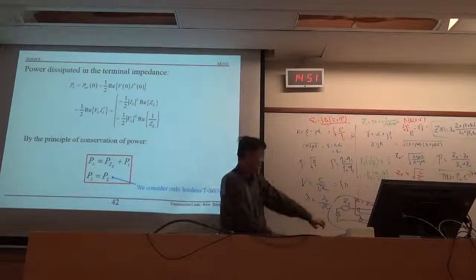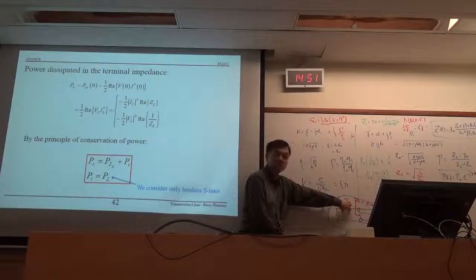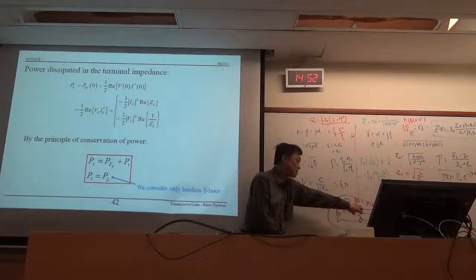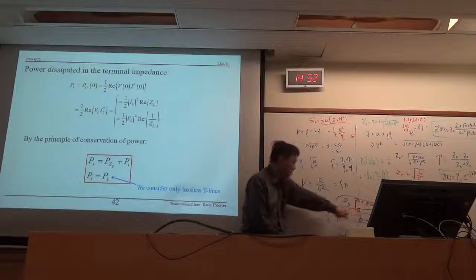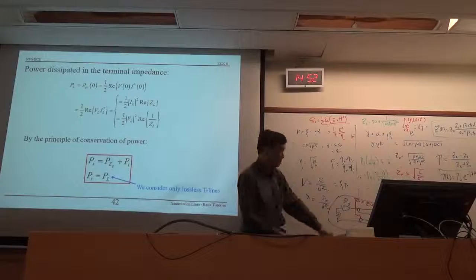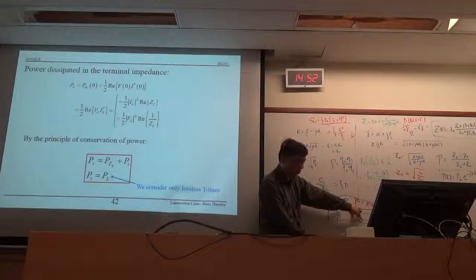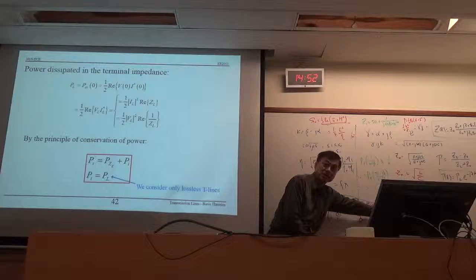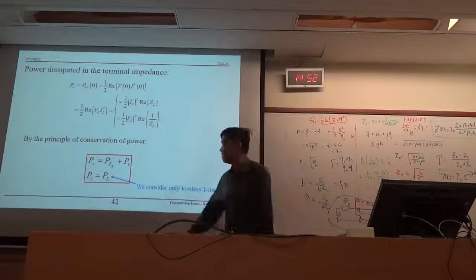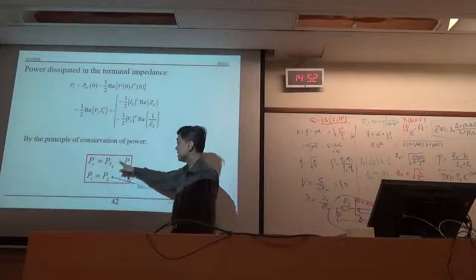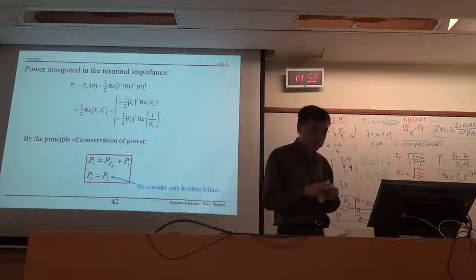Once again, power supplied by the source will be equal to the power dissipated by the source impedance plus the power input to the transmission line. So this power is equal to this plus this. But the power input to the transmission line, if it is lossless, will be equal to the power dissipated by the load, because the lossless line itself cannot dissipate any power. So you can have PS equal to PZG plus PI, and PI is equal to PL. Alright?